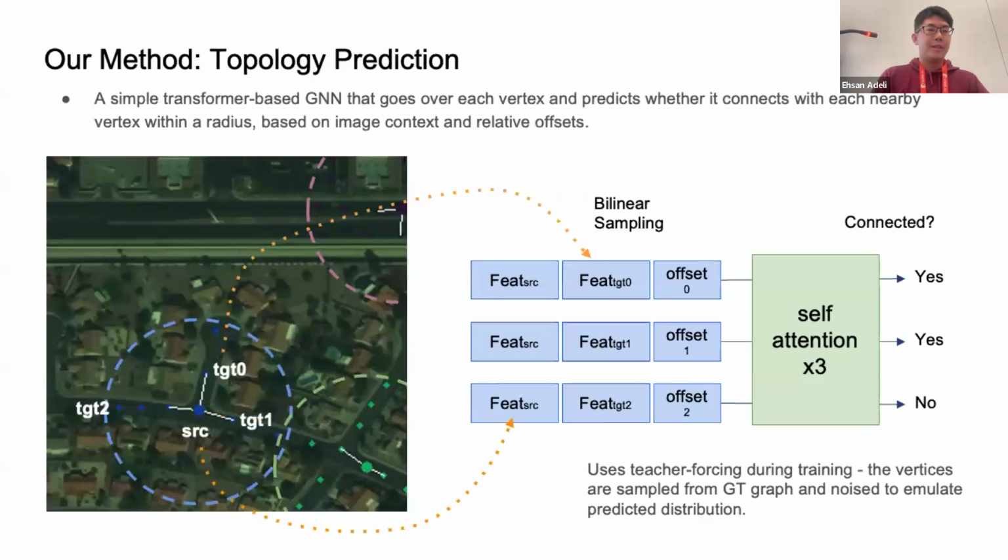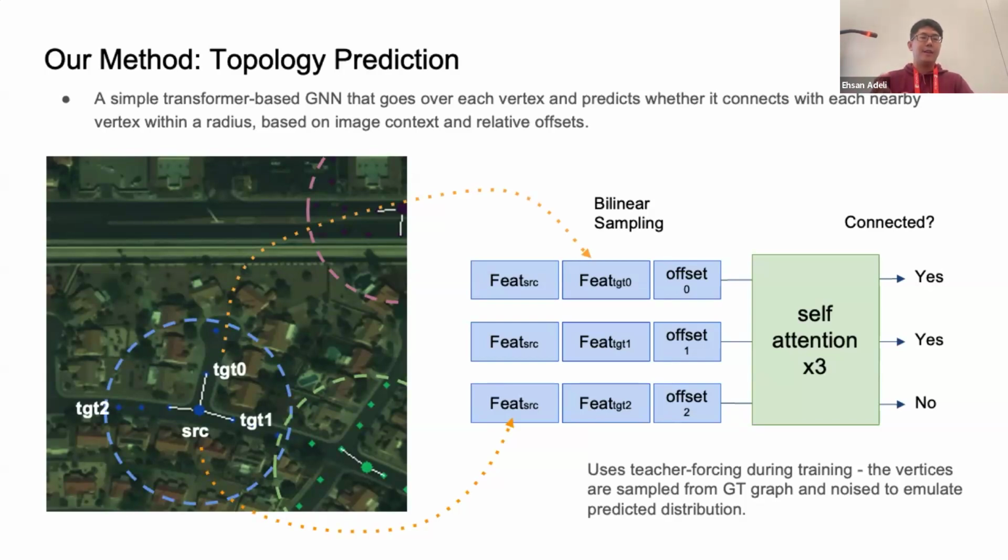So the topology prediction stage basically works like this: after we get these vertices, we go over each of them, find its close neighbors within a certain radius, and see whether it is connected with all these neighbors. The way it is done is that for all these vertices, we extract their features from the image feature map through bilinear sampling. That makes the feature of the vertices. And then for each pair of source and target, we concatenate their vertex features and also their relative offsets. This makes up the feature vector of the edge.